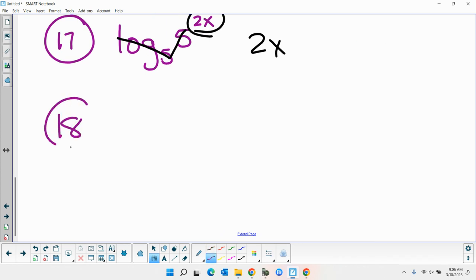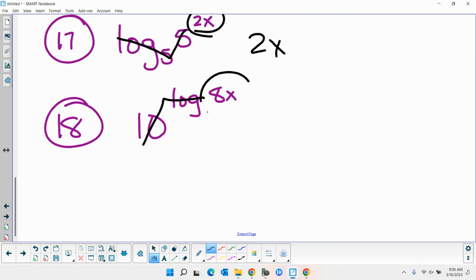18. 10 to the log of 8x, that's an exponent. If there's no number written for a base with my log, what is the base? 10. So what's the 10 and this log do to each other? They cancel too. So it's just 8x. Don't overthink it.